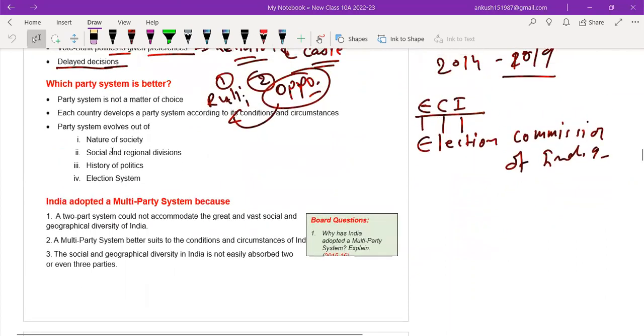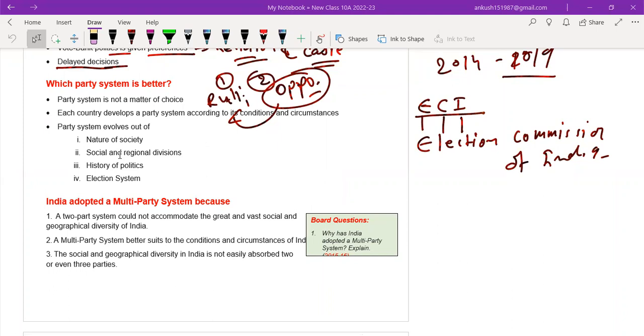Which party system is better? Now this is a big question. Actually, the party system is not something that any country can simply choose. To run the government, it's not necessary to have a particular choice of parties.